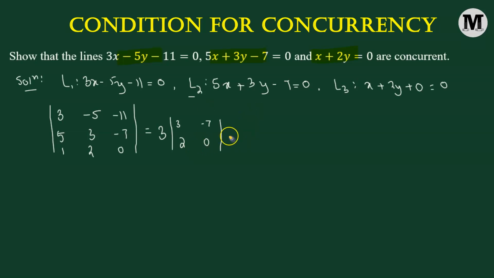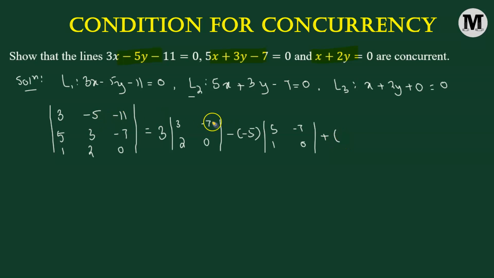Coming to the next term, we need negative of the element present in the first row, second column, which is negative 5. So that also is going to get multiplied to another 2 by 2 determinant. The determinant can be obtained by rejecting the row and the column that contains negative 5. So we're going to reject the first row and the second column, which leaves us with 5, negative 7, 1, and 0. Then finally coming to the third element, that is going to be positive.